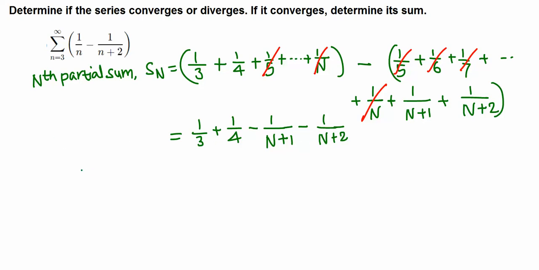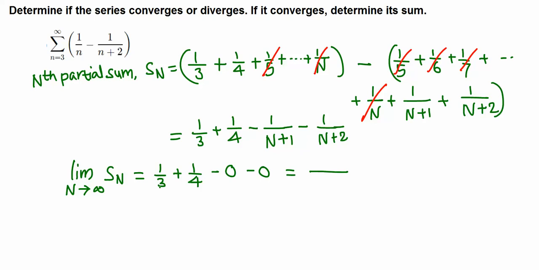Now we take the limit of this nth partial sum when N goes to infinity. So when we take the limit, we have 1/3 plus 1/4 minus, when N goes to infinity, 1 over infinity, 0, minus 0. Now we add 1/3 plus 1/4, common denominator 3 times 4, 12. So we multiply the first fraction by 4 over 4, the second fraction by 3 over 3, so 4 plus 3, 7, over 12. That means this telescoping series converges to 7 over 12.